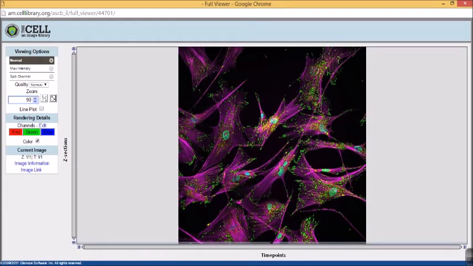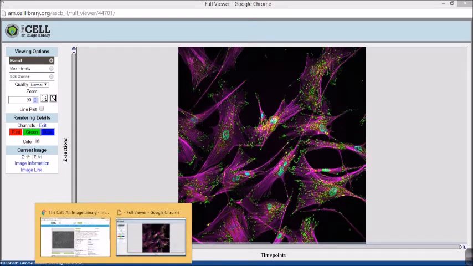In the fluorescent image, three separate fluorophores label distinct parts of the cells. The blue fluorophore labels deoxyribonucleic acid, or DNA, in the cell's nucleus. The magenta fluorophore labels actin proteins that form the cell's cytoskeleton. The green fluorophore labels vinculin proteins that help attach the cytoskeleton to the cell membrane.